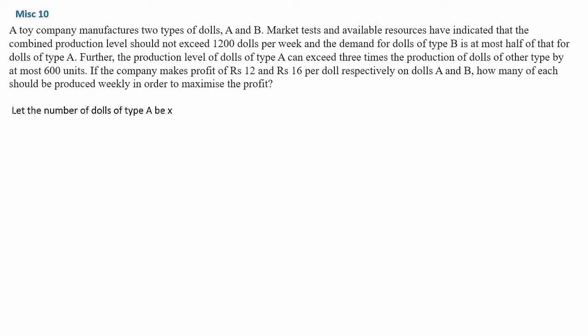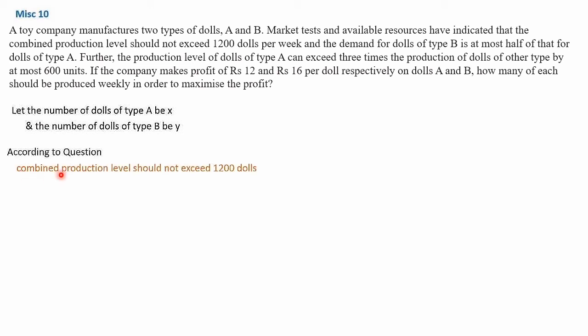So we have to go for assumption: the number of dolls of type A be X and the number of dolls of type B be Y. And here I will go through the conditions one by one and will write the inequalities. The first condition is combined production level should not exceed 1,200 dolls. It is given to you here. Combined production level should not exceed 1,200 dolls per week.